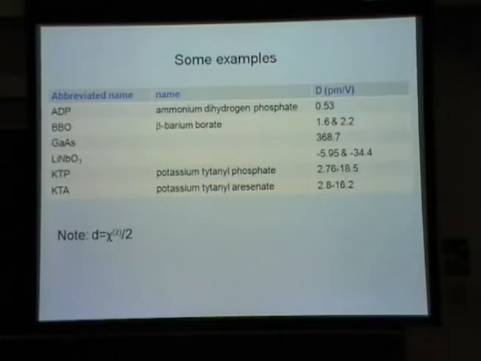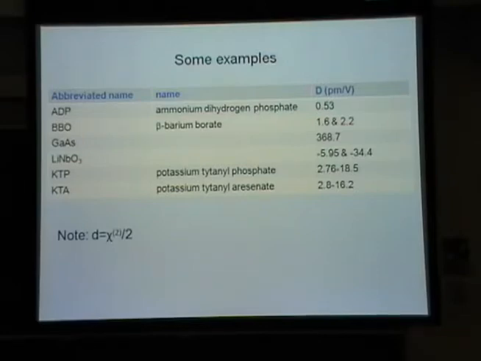Now, these materials need to lack inversion symmetry, for reasons that I already mentioned. Most materials, in fact, do not have a chi2 or a d. So you find that the materials that are used in this quadratic nonlinear optics are really weird ones. There's ADP, which is ammonium dihydrogen phosphate. I think it's pretty obscure apart from the fact that it's used in nonlinear optics.